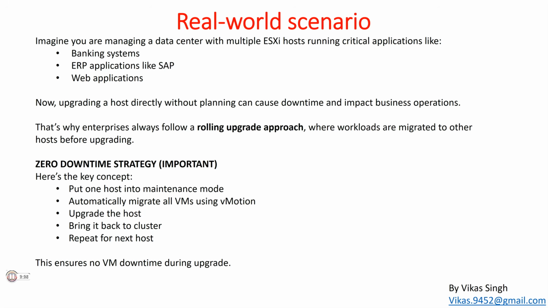So the very first thing, you should always put one ESXi host in maintenance mode, and if you have DRS configured, it will automatically migrate all the virtual machines by using vMotion. If you don't have DRS enabled in your infrastructure, you should migrate all the virtual machines to other hosts in the cluster manually, and then put the host in maintenance mode.